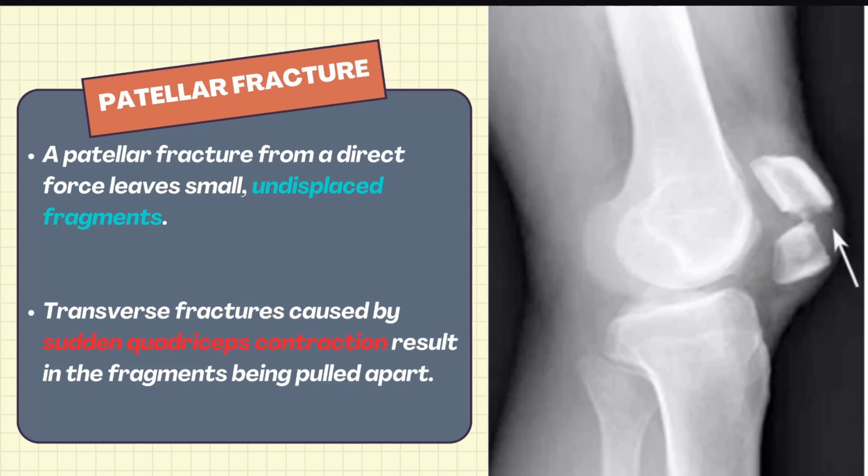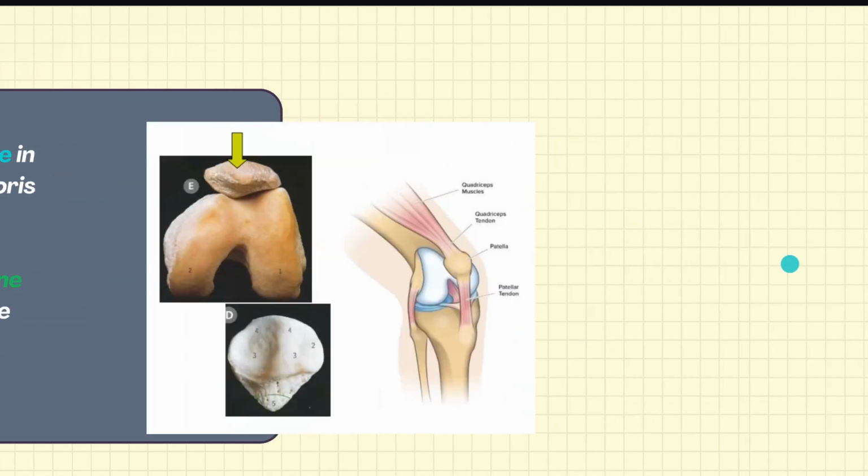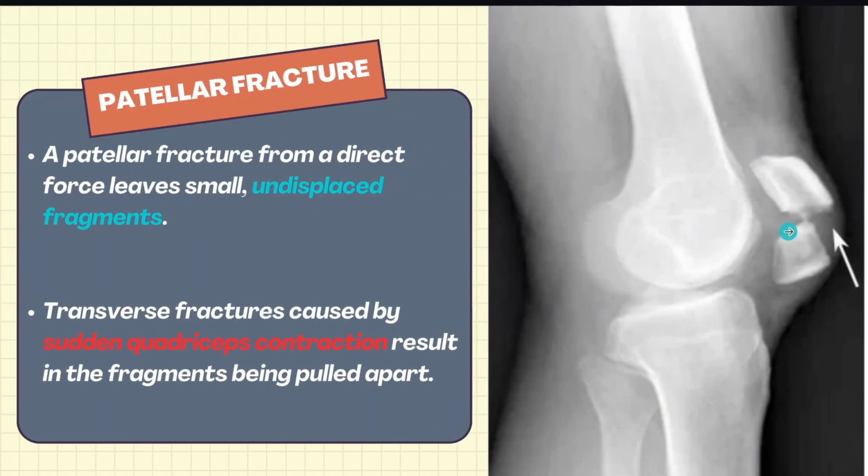Now, what happens in a patellar fracture? Quite similar to our last fracture. A patellar fracture from a direct force leaves a small undisplaced fragment. So why does this happen? Didn't we say just earlier the quadriceps tendon attaches to the patella? So in a fracture, if the patella is cut in half, the quadriceps is going to pull up the proximal part, making the distal part fall down.